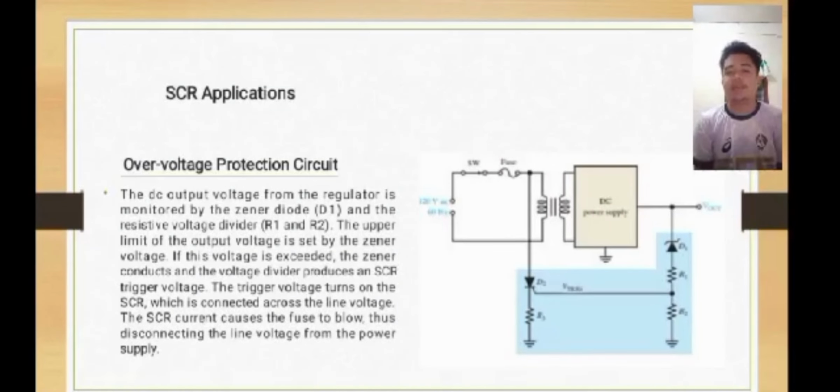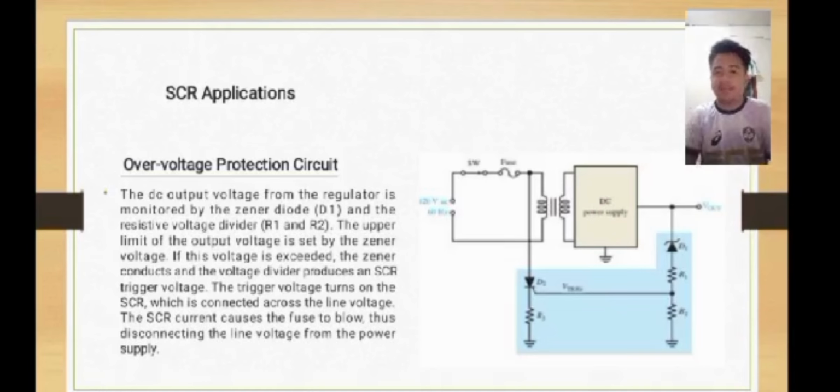Another example of SCR application is the overvoltage protection circuit. The DC output voltage from the regulator is monitored by the Zener diode D1 and the resistive voltage divider R1 and R2. The upper limit of the output voltage is set by the Zener voltage. If this voltage exceeds its limit, the Zener conducts and the voltage divider produces an SCR trigger voltage. The voltage turns on the SCR, which is connected across the line voltage. The SCR current causes the fuse to blow, thus disconnecting the line voltage from the power supply.